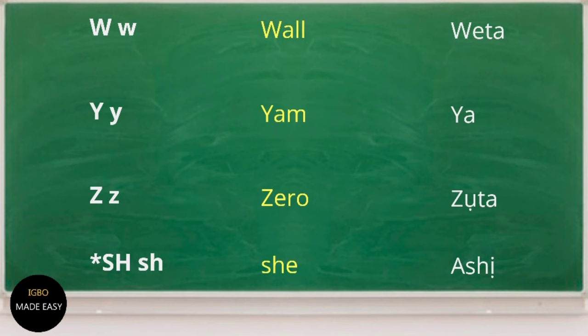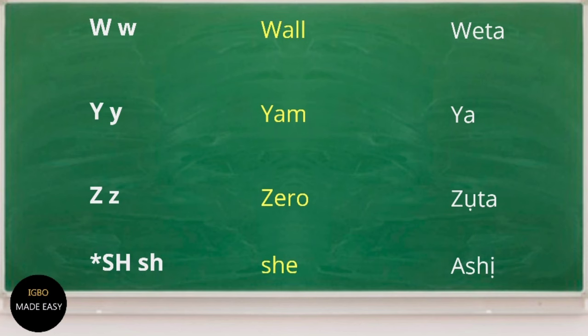Now, we, the W, is just the same as the regular W in English. Wall, wake, wait, and water is the regular W sound you have in English. The example word we have here is weta, weta or wata. Remember the E can sound E or it can sound A. So if you say weta, you are correct. If you say wata, you are correct. So weta means bring. Remember, nyem is give me, but weta is bring.